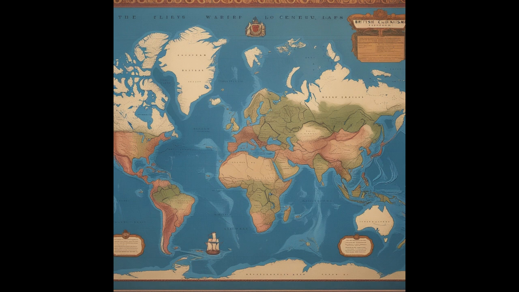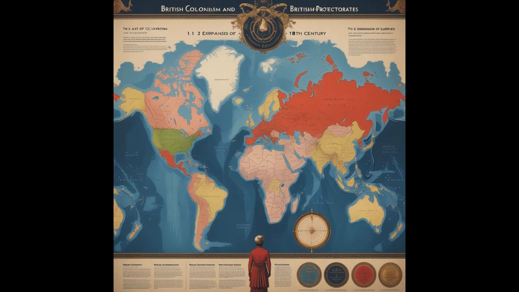In many parts of Africa, such as Uganda, 1894, Kenya, 1895, Bechuanaland, now Botswana, 1885, and Zanzibar, 1890, Britain established protectorates, where local rulers retained some authority but were ultimately controlled by British officials, particularly in matters of foreign relations and defense. Sudan, 1899 to 1956. Sudan was jointly administered by Britain and Egypt, referred to as the Anglo-Egyptian Sudan. It was a form of indirect rule with Britain exercising considerable influence over local affairs.